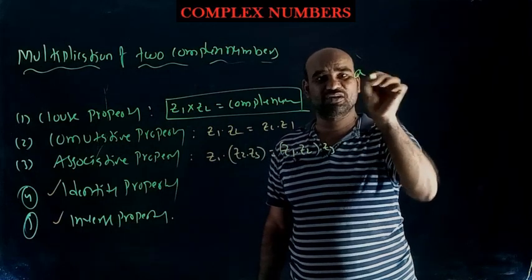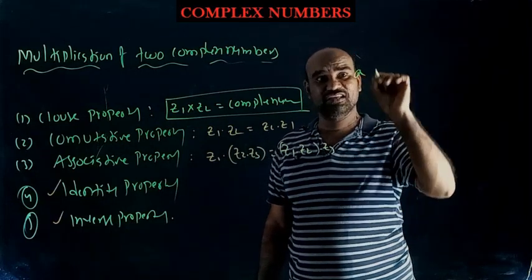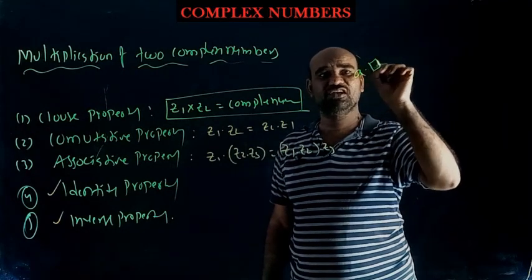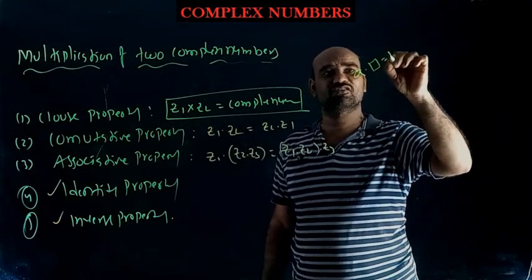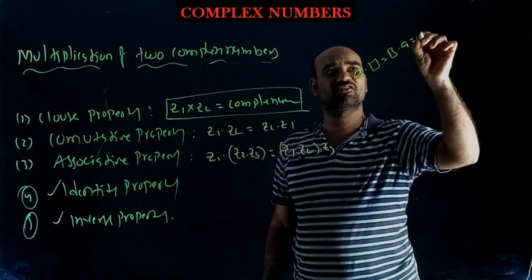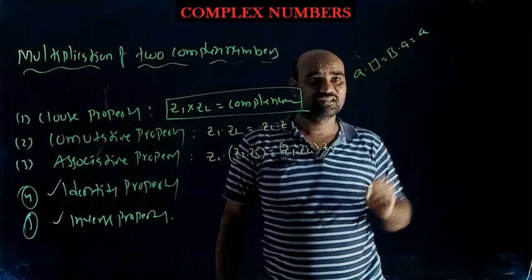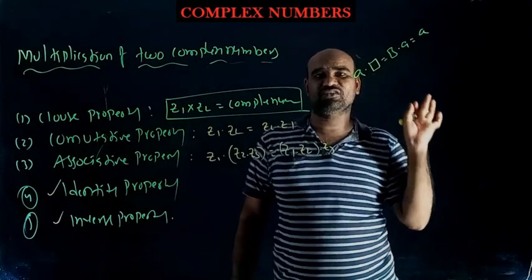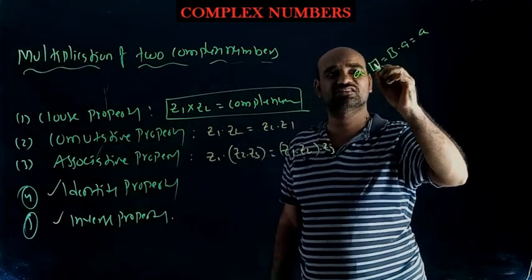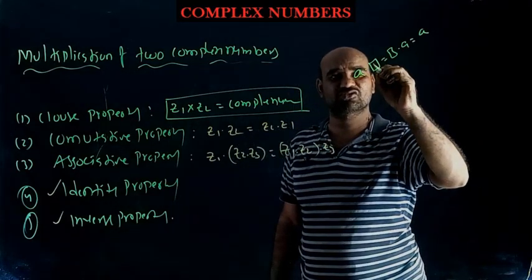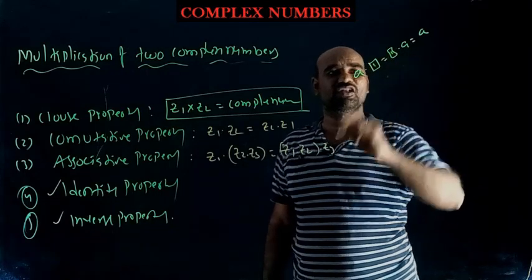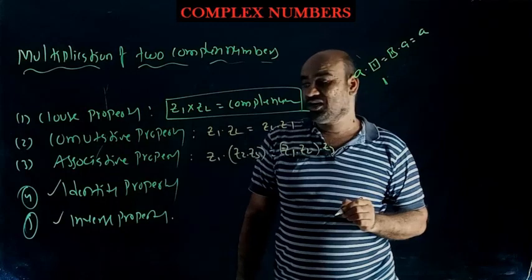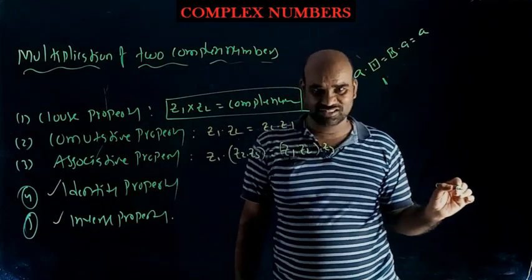A is a real number. Then there exists another real number, so that A into that real number equal to that real number into A equal to A. That real number is called the multiplicative identity of A. So instead of this box, we should write only 1. 1 into A equal to A into 1 equal to A. That's why 1 is called the multiplicative identity in real numbers.